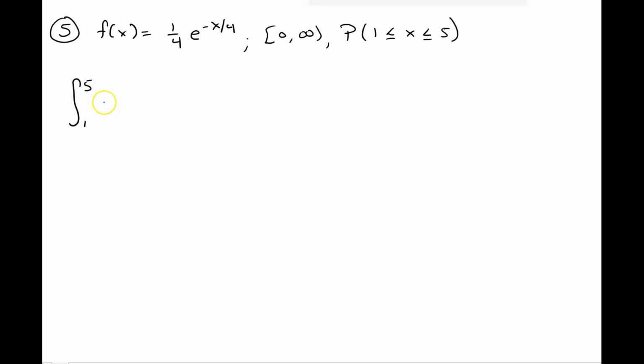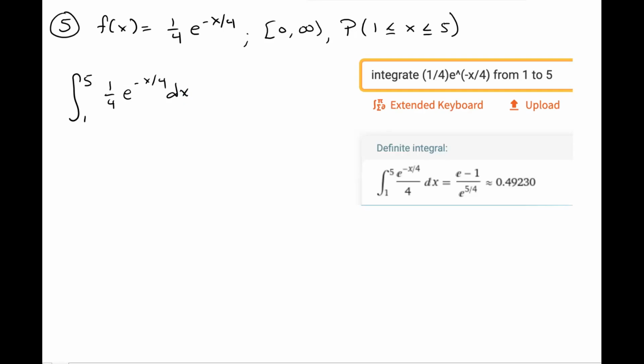So let's see here. 1/4 e to the minus x over 4 dx. Let's take a look and see what Wolfram Alpha has to say about this one. Okay, so as you can see here, you should be very careful with what you type. Notice my use of parentheses when I'm typing, and notice also that the output here matches my integrand there.